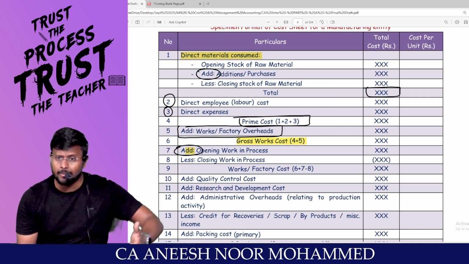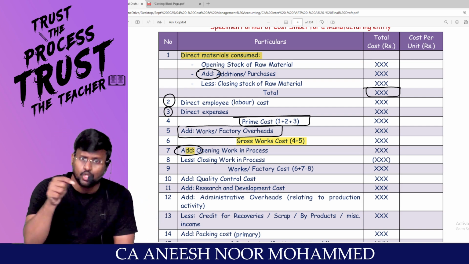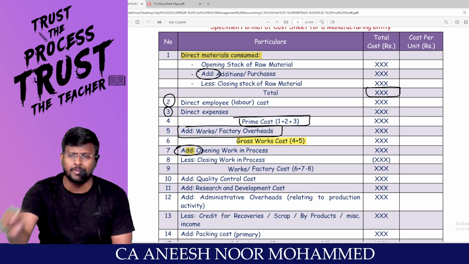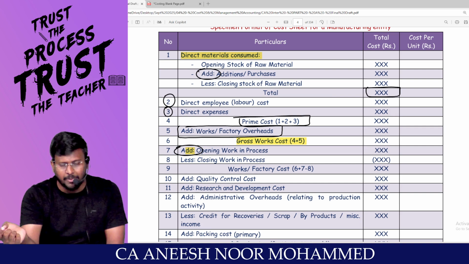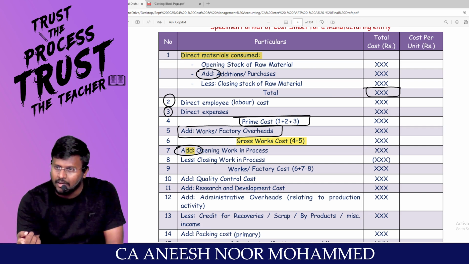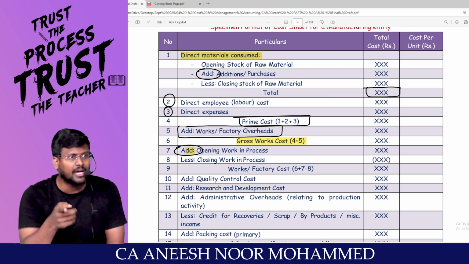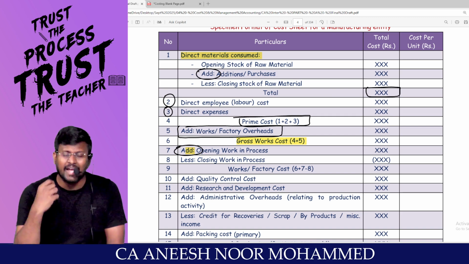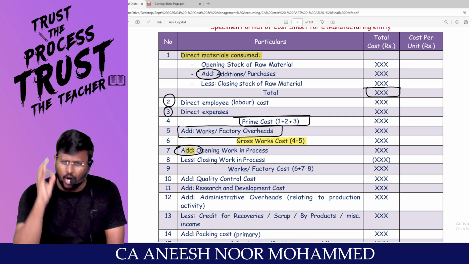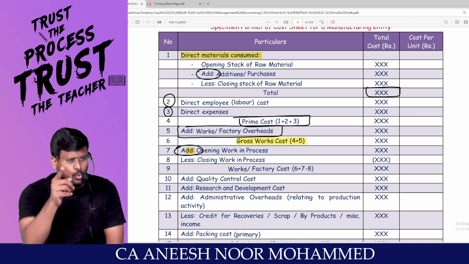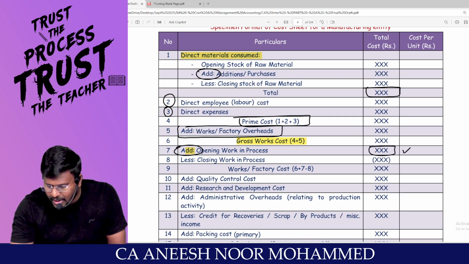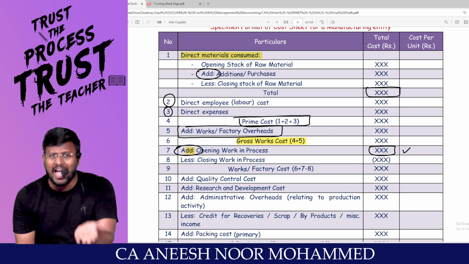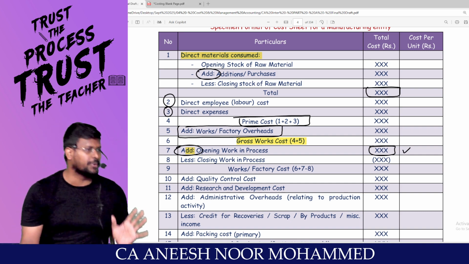Because, my dear lovable students, this opening stock of WIP means last period closing stock of WIP. It was introduced in the last period but not completed in the last period. That will be completed during the current period. So, I want to know what is the cost I am incurring for the goods produced during the current period. So, this would have been completed during the current period. That's why add opening stock of WIP.